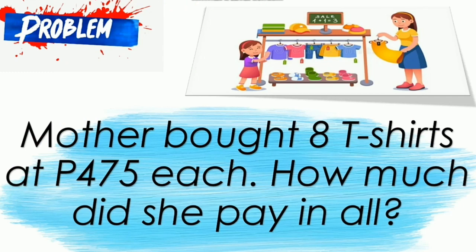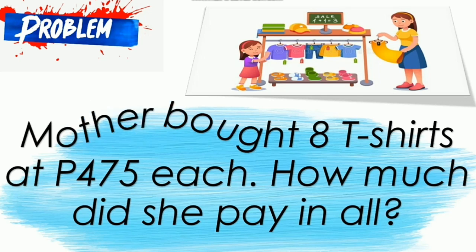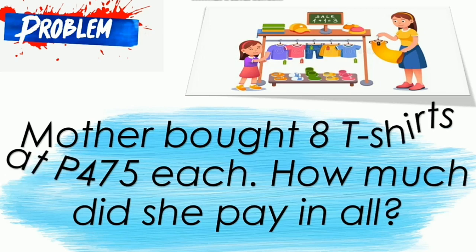Now let us apply this to this problem. Let's read the question carefully. Mother bought 8 t-shirts at 475 pesos each. How much did she pay in all? So analyzing the question, you have to draw out the information that was provided, then look for what you are being asked to do, then from there the operation, and then you proceed to solving.